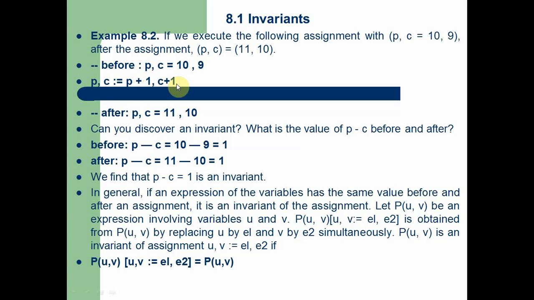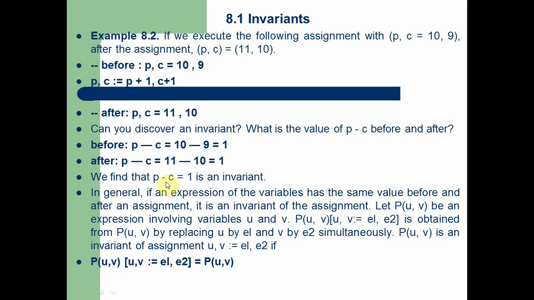How? See, before executing this statement, p, c becomes p plus 1 and c plus 1. The value of p and c is 10 and 9, so 10 minus 9 is 1. After executing this statement, the value of p is incremented by 1 and the value of c is incremented by 1. But here also, when we subtract these two variables, p minus c remains 1.